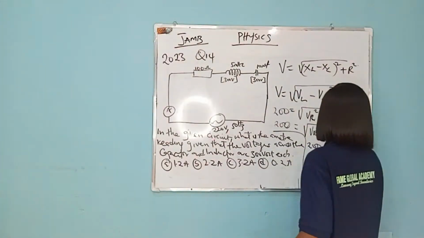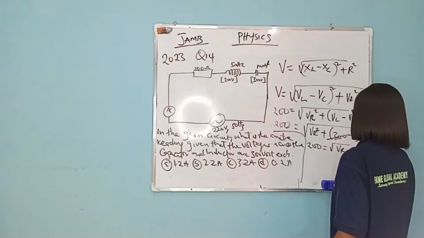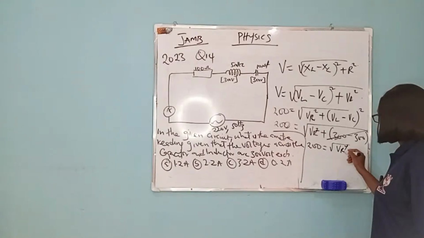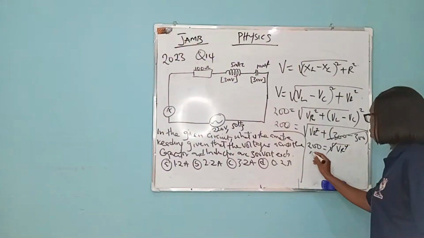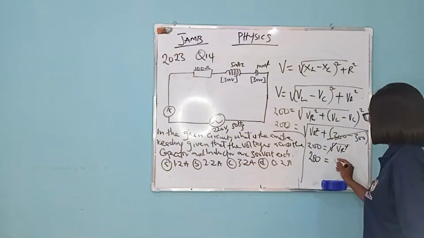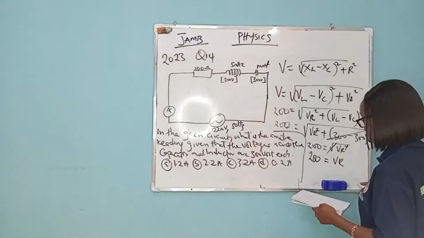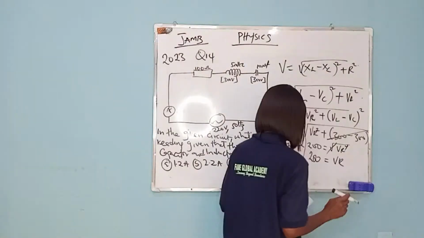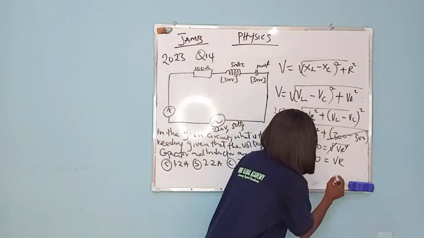200 is equal to the square root of VR squared. Mathematically, the square can cancel the square root. So I have 200 is equal to VR.